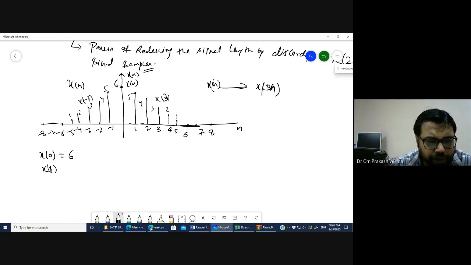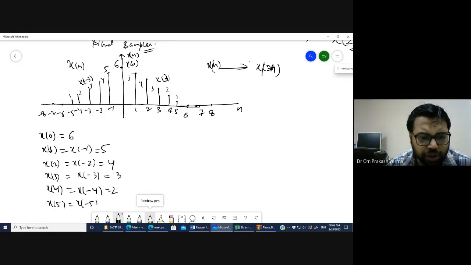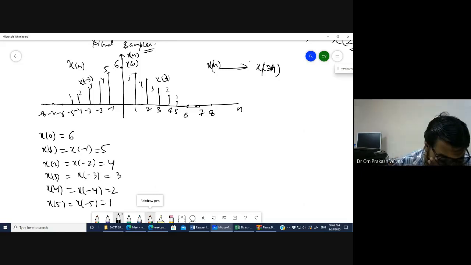x1 equal to x of minus 1 equal to, let's say, 5. x2 equal to x of minus 2 is, let's say, 4. x3, x of minus 3 is 3. Am I right? And x4 equal to x of minus 4 is equal to 2, and x of 5 is equal to x of minus 5 is equal to, let's say, 1 in this case.